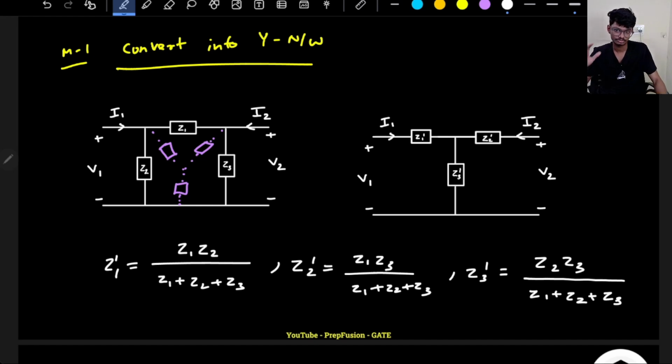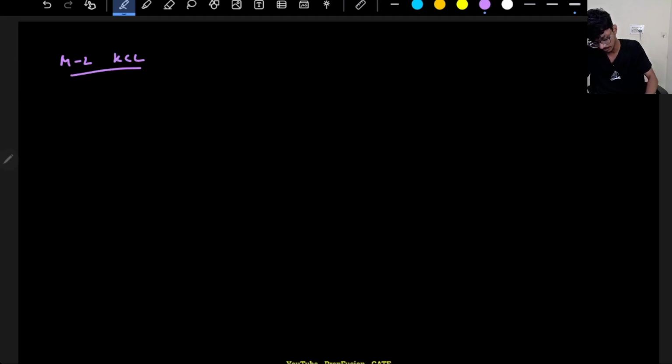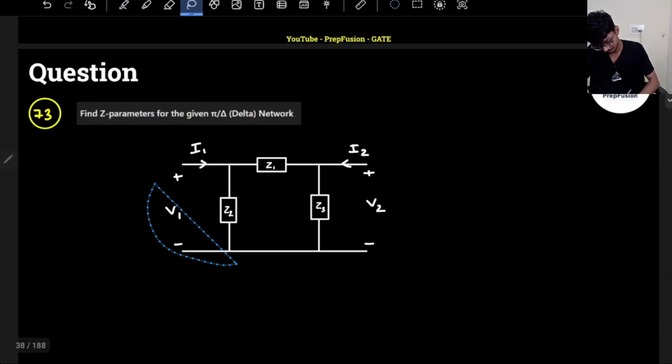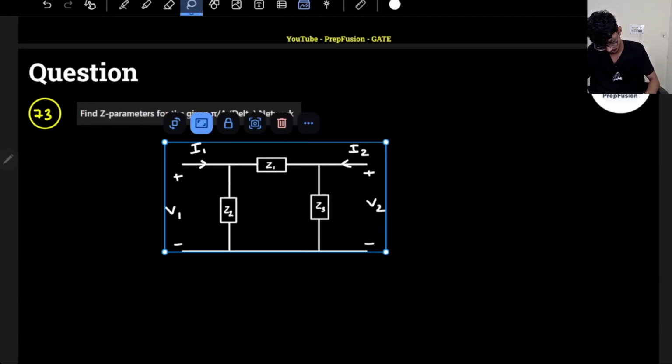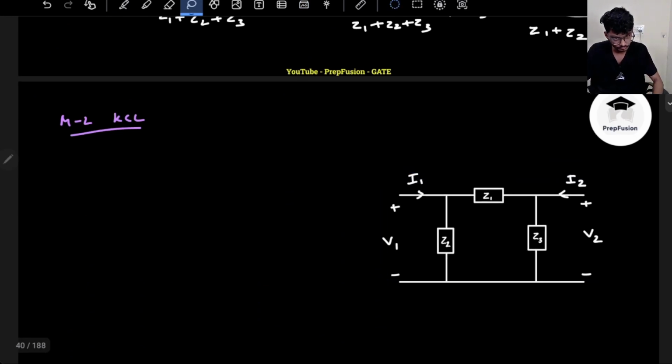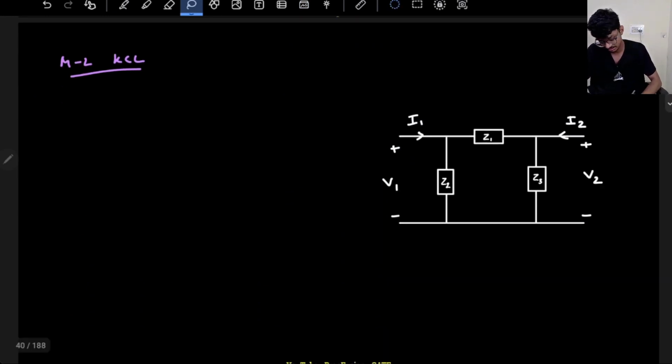Okay, so these are the impedances basically. I hope you have understood these things. This is one of the ways you can solve it. Method 2 is simple KCL and KVL, which you can apply. So I'll copy this circuit and paste it over here. Here I can apply a KCL.